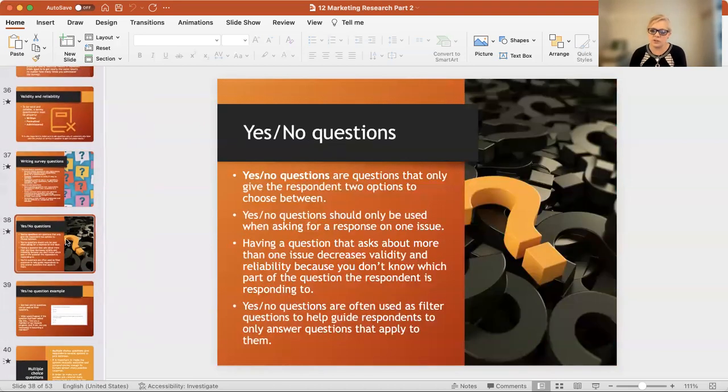Okay, yes/no questions. These are questions that are only given between the two responses, yes or no. And the problem with a yes/no question is that you have to make sure when you're asking it, it is direct enough that there's no other interpretation between a yes or no. Can't ask anything else in between. It's got to be, do you like blue? Yes or no. So you have to be very specific about that.